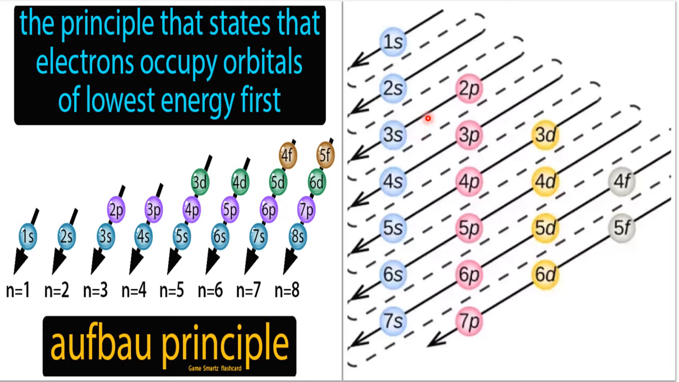And remember, capacity of s is 2, capacity of p is 6. In p there are 3 orientations, px, py, pz, so each will take 2 electrons. So capacity of p is 6. In the same way, capacity of d is 10 and the maximum capacity of f is 14, and so on.